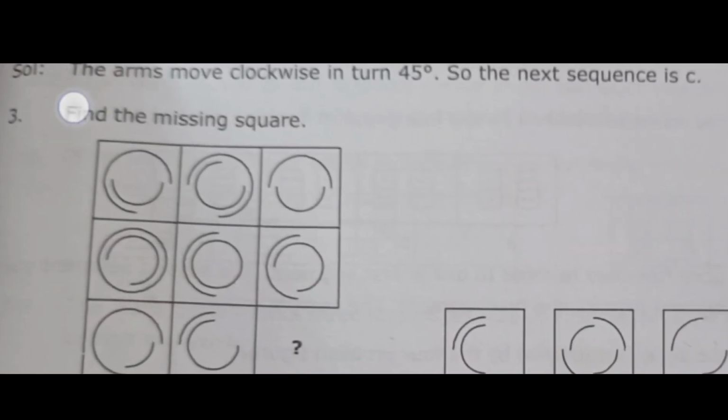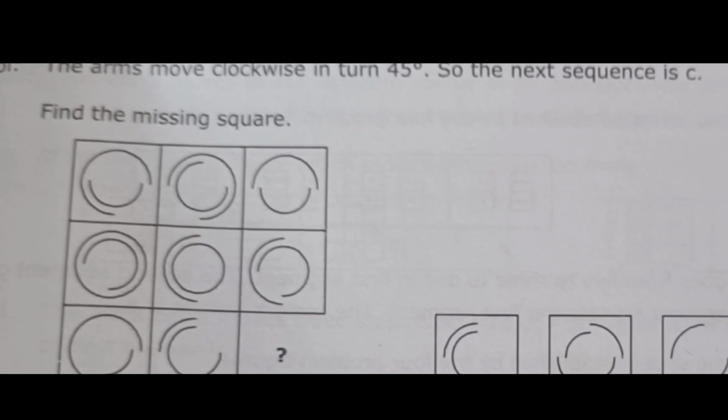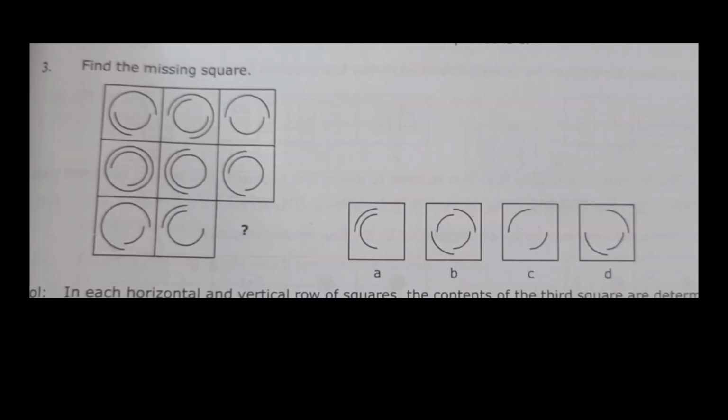Let's find the missing square. Here the missing square is given. Inside the squares there are circular structures, curves, which are arcs present inside a circle. We have the options A, B, C and D, and we have to find out the correct one.